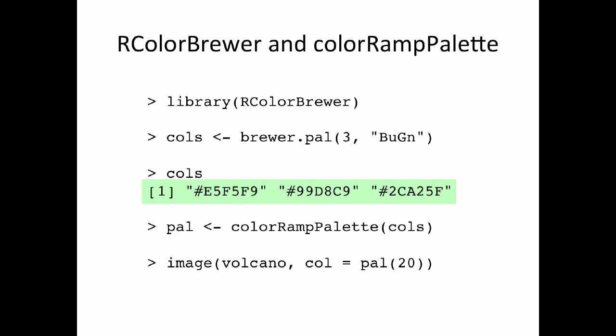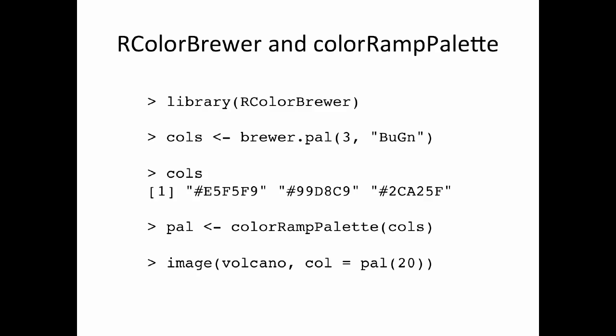And if you're fluent in hexadecimal, you'll know what these values are. But it's not really important to know exactly what the colors are. You'll be able to see them on the screen. So what I'm going to do is I'm going to pass this palette of colors into the colorRampPalette function. And it's going to return a function that I'm going to call pal.